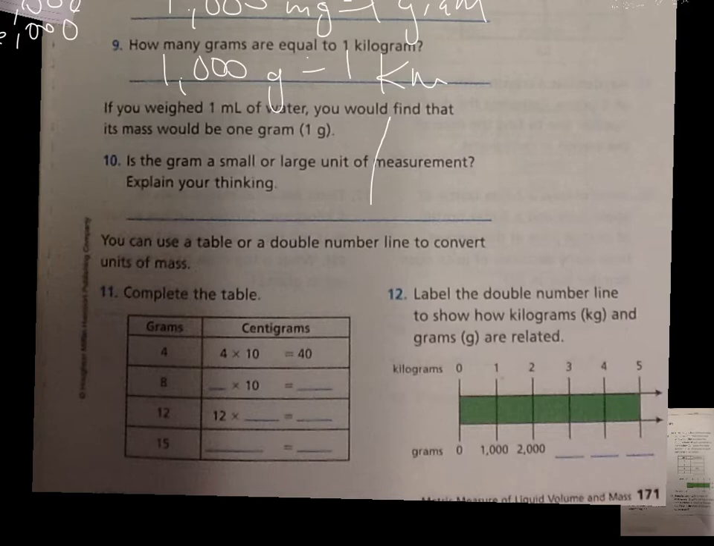We're talking about if we weighed 1 milliliter of water. Okay, that's not a whole lot of water. You've seen a 2-liter bottle. So this isn't one liter, this is 1 milliliter. It's a very, very tiny amount of water. So it'd be a small amount of water because the mass is a small amount.